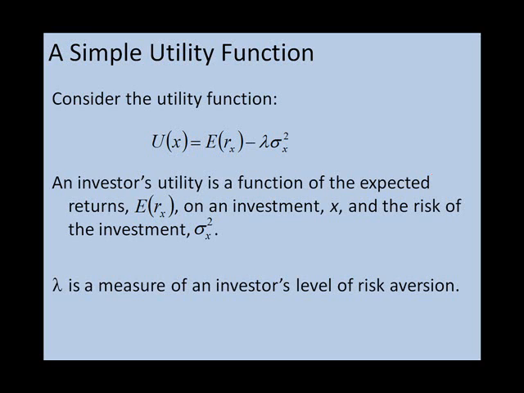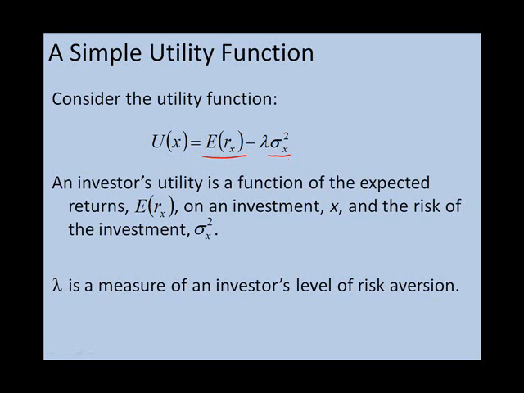You can see from this formula that utility goes up with expected returns, but utility is likely to go down with risk. So the more risk you take, the lower your utility, assuming that lambda is positive.